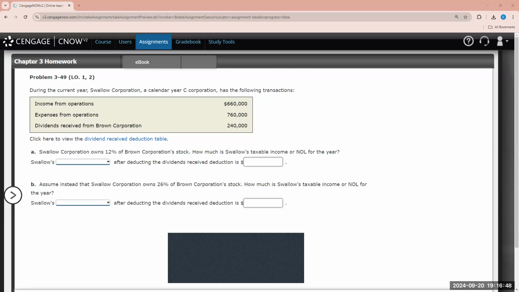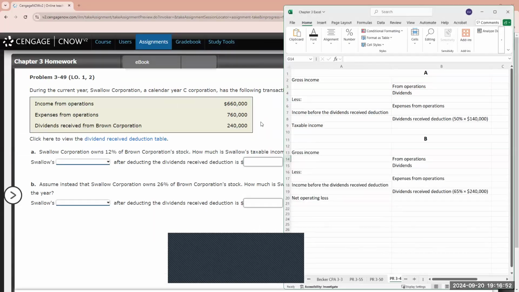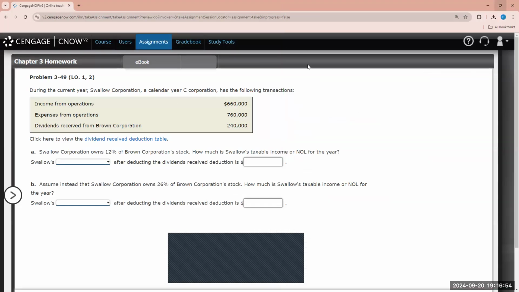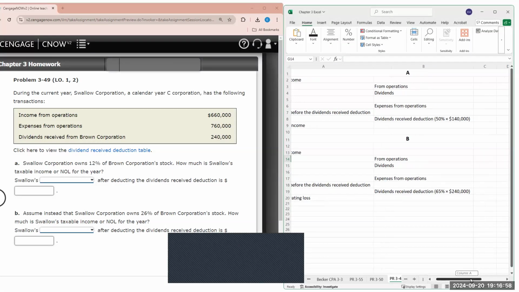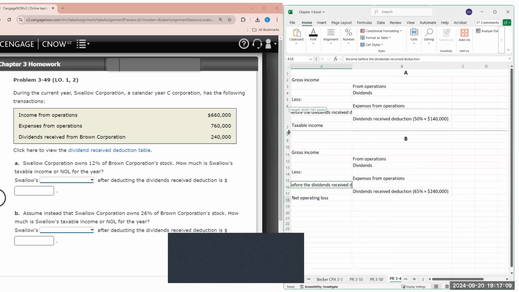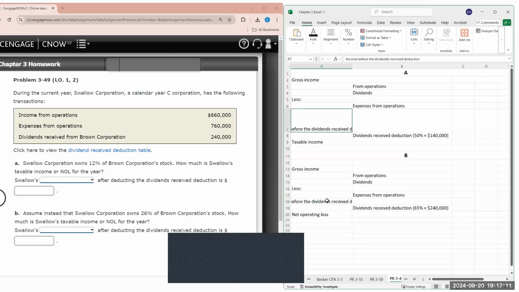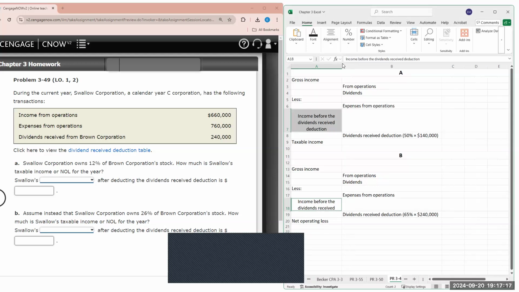All right. So as mentioned, we always need to factor in, we just saw the steps, so we're going to be essentially doing the same thing. So we factor in the gross income from operations. Right, we're just going to make this wrap text. We can make it a little smaller. All right, perfect.